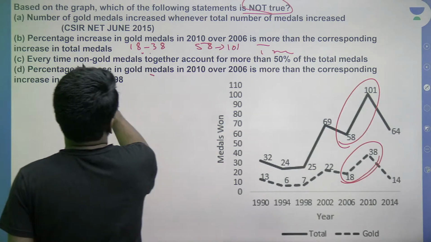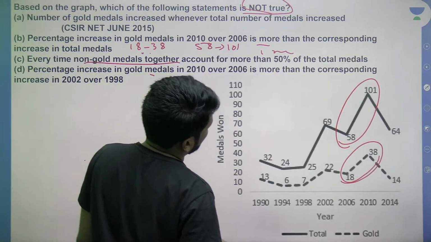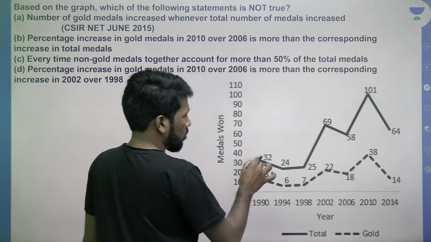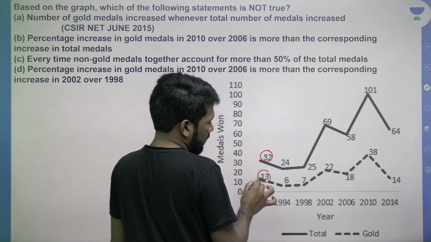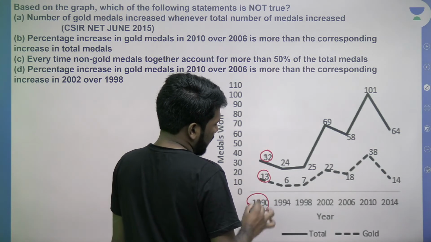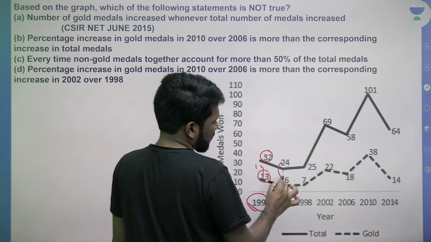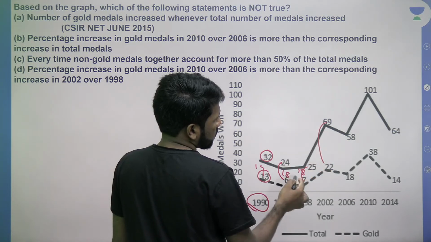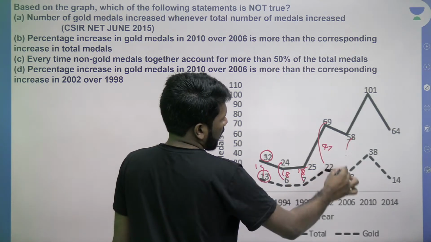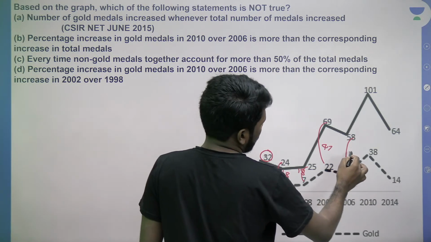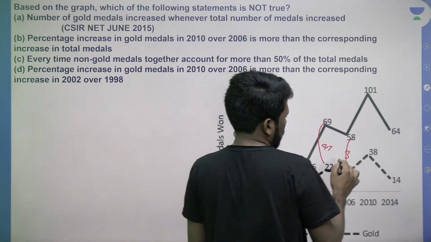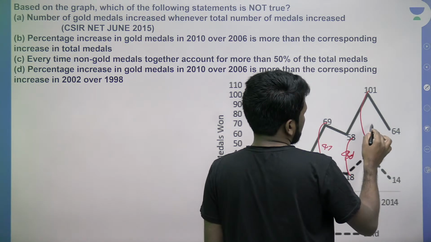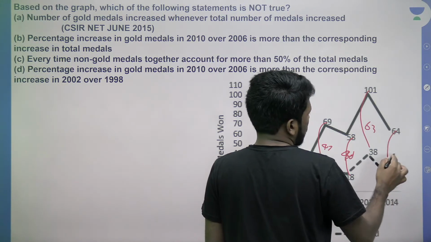Option C, every time non-gold medals together account for more than 50% of total medals. What is the meaning of non-gold? Total minus gold is non-gold. Na? 32 minus 13, for 1990, it will be 19. 24 minus 6, 18. 25 minus 7, 18. 69 minus 22, 47. 58 minus 18, sorry, 40. 101 minus 38, 63, and 64 minus 14, 50.